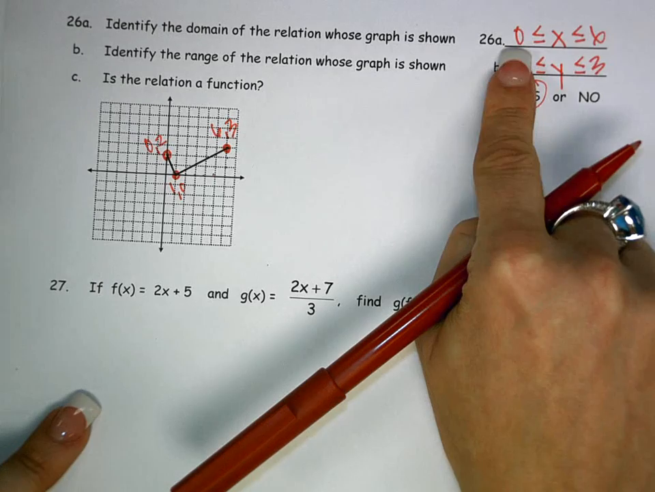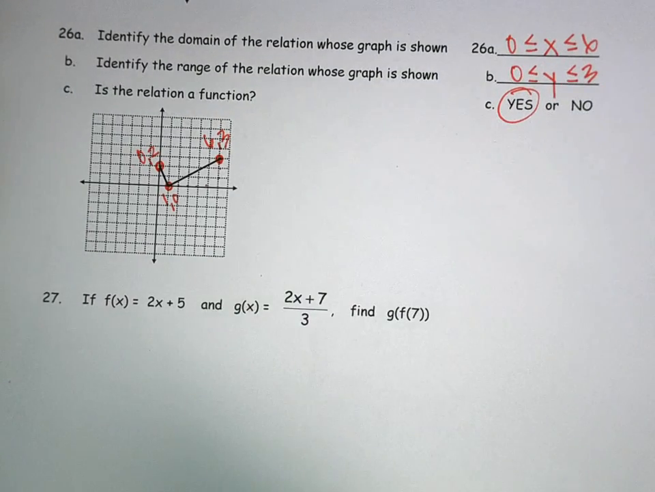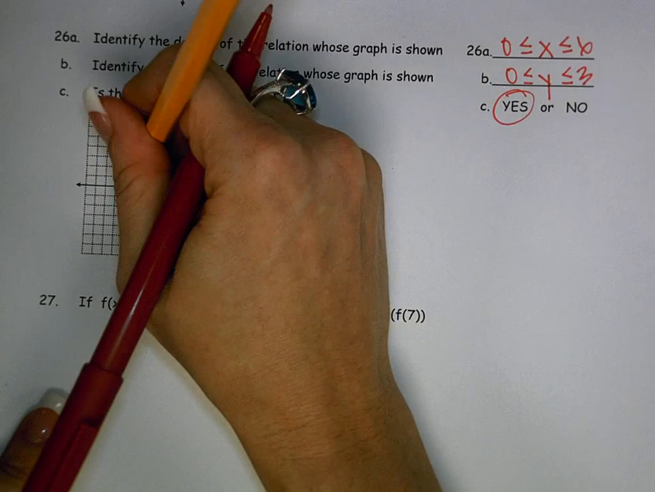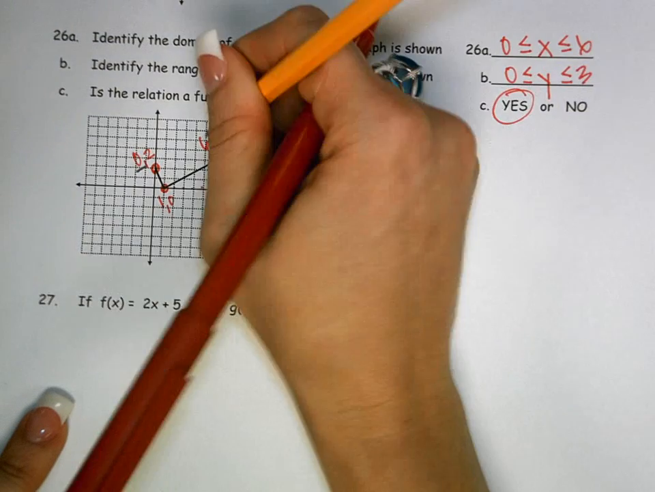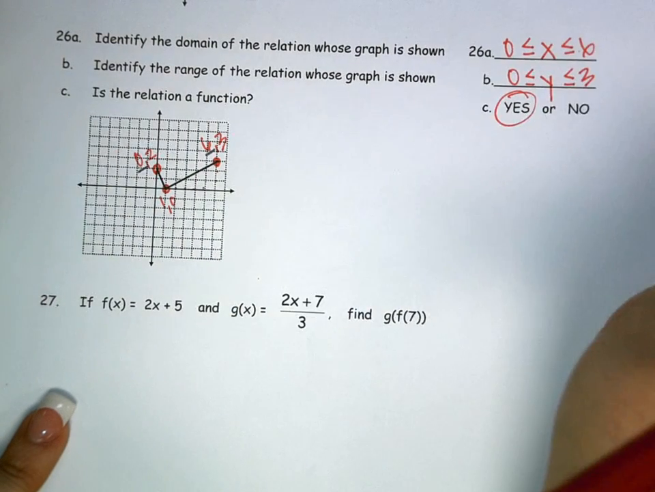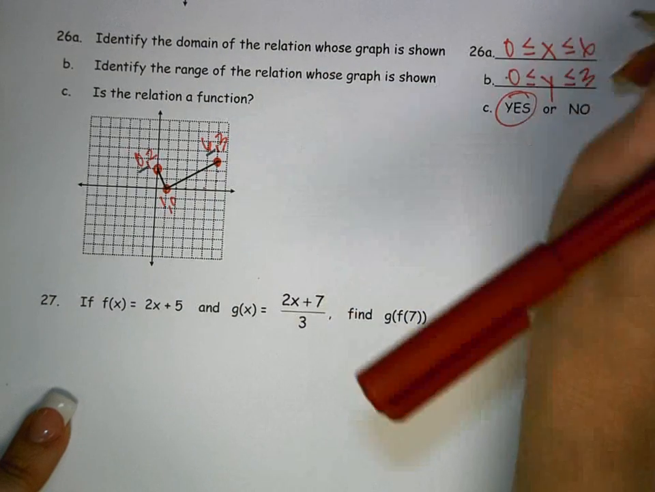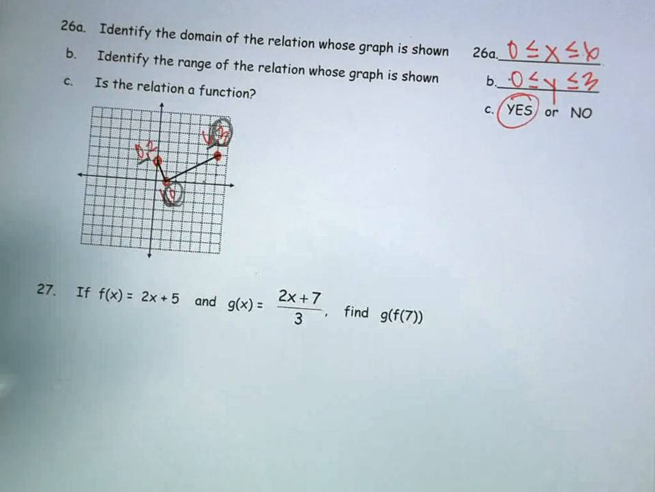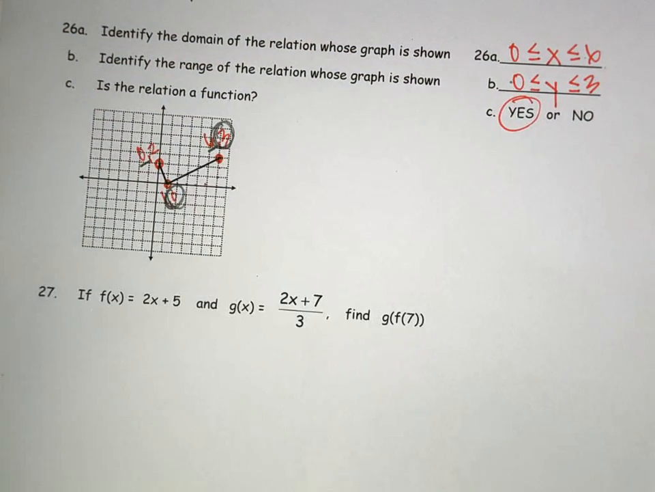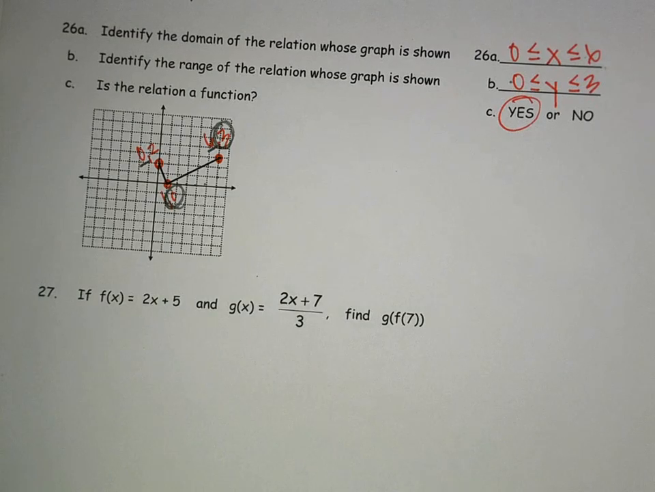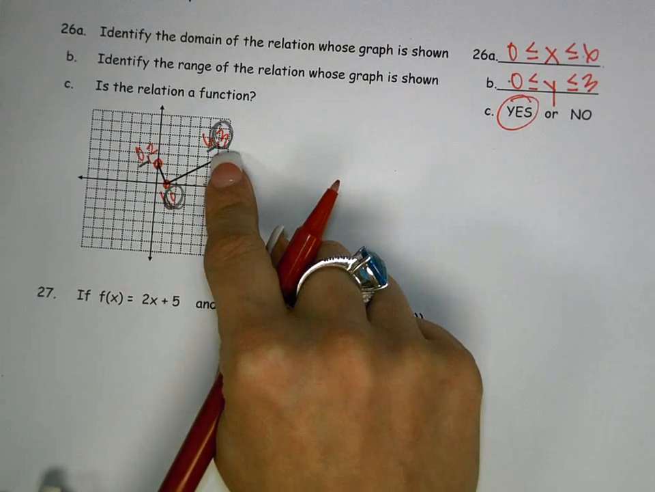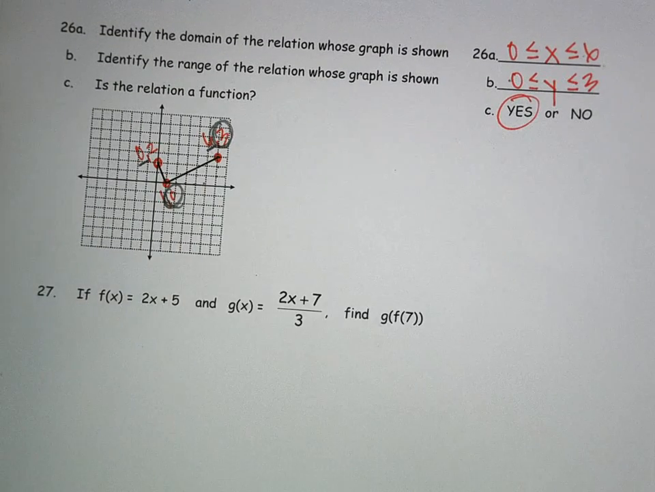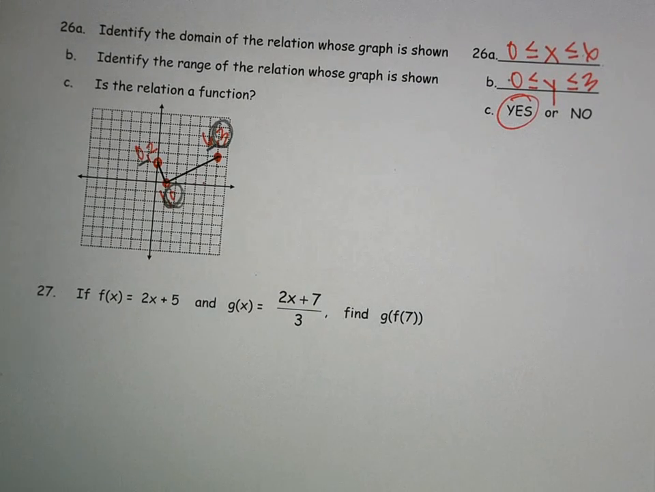Domain is talking about the x's, so what's the smallest x value? 0. And what's the largest x value? 6. So that's your domain. Then look at the y's. The smallest y value is this one. The largest y value is this one. So you're not always using parts from the same points. We use both parts for this one, but only one part and one part for the others. So you just have to figure out which ones are useful to you.